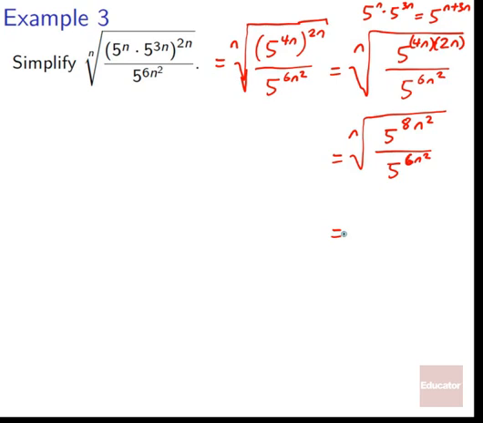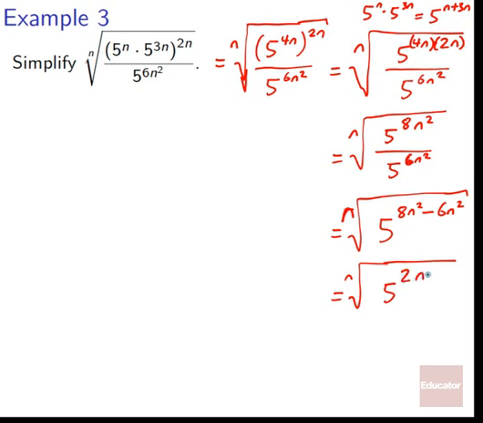a fraction with something on top, something on the bottom, it subtracts if they've got the same thing on the bottom. They're both 5s, so they can use this rule. So it's still the nth root, so it's going to be 5 to the 8n squared minus 6n squared. So those are common terms. So that becomes 8n squared minus 6n squared. 8 minus 6 is 2, but it still has n squared. So 5 to the 2n squared. Nth root is just the same thing as saying 1 over n. So 5 to the 2n squared times 1 over n equals 5 to the 2n.